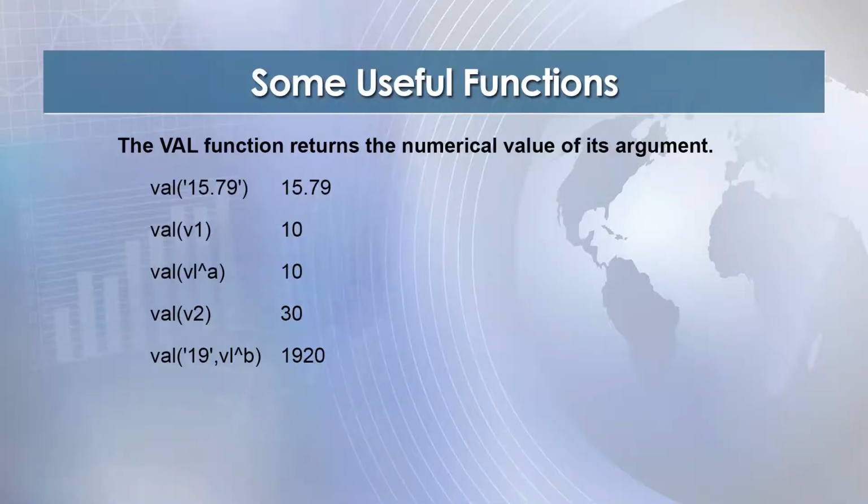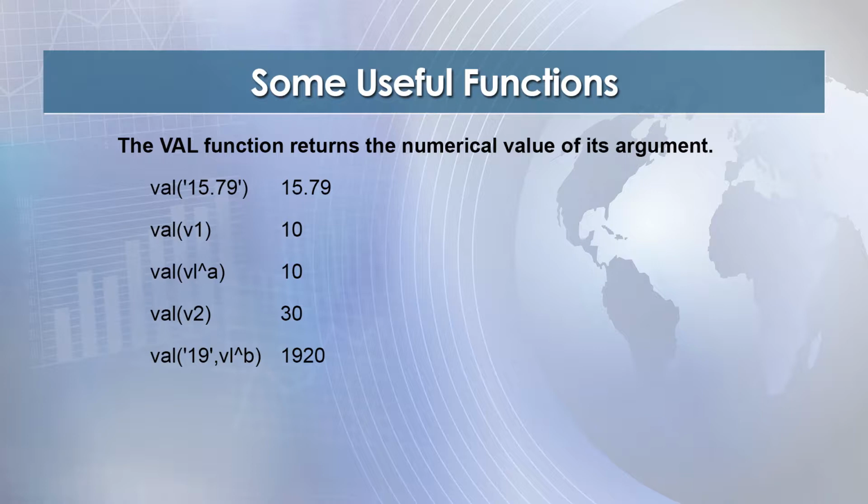Now, in the next level we will show you different useful functions that are available and sometimes very useful for creating different kinds of display conditions. The first one is the val function. The val function returns the numerical value of its argument.